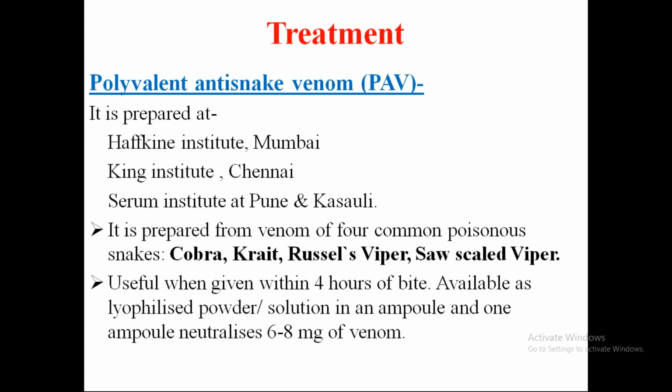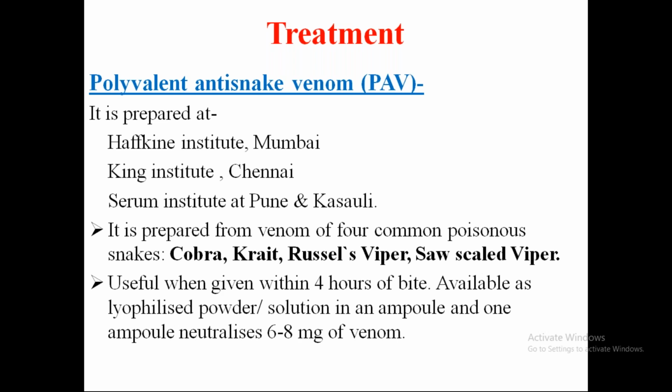So the treatment aspect: the drug of choice we use in snake bite poisoning is polyvalent anti-snake venom, PAV. Polyvalent anti-snake venom is the drug of choice for snake bite venom. What is this polyvalent anti-snake venom? This is prepared at three institutes in India: Haffkine Institute, Mumbai; King's Institute, Chennai; and Serum Institute at Pune and Kasauli. So these are the three institutes which prepare polyvalent anti-snake venom.